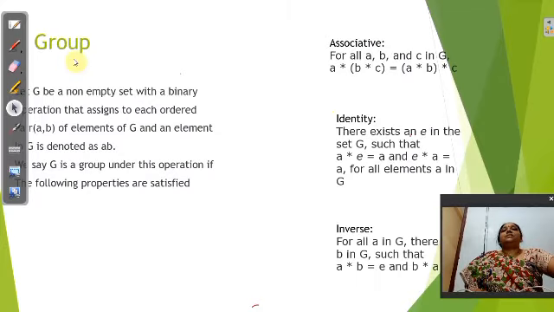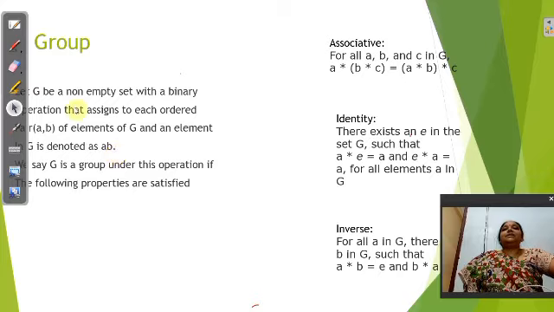Next we'll see the definition of group. What do you mean by group? Let G be a non-empty set with a binary operation that assigns to each ordered pair a, b of elements of G an element in G, denoted as ab.